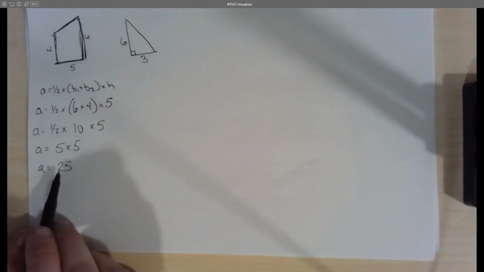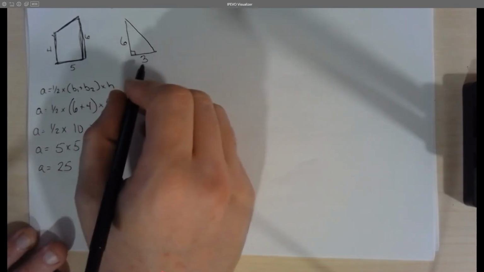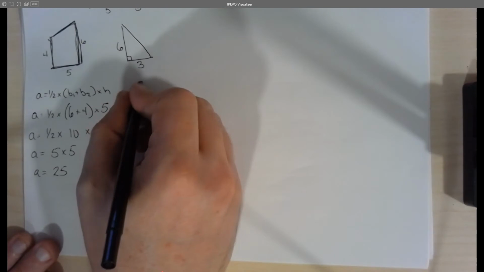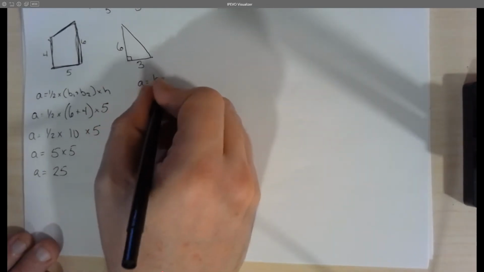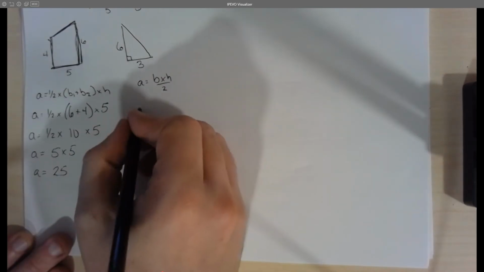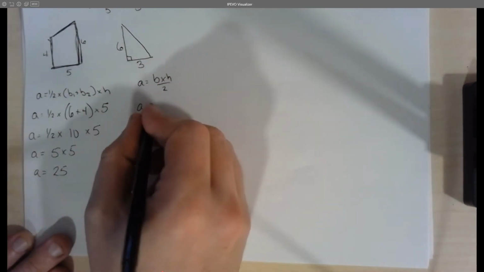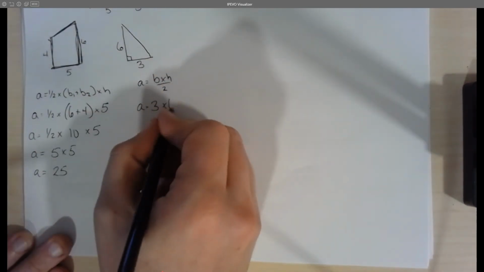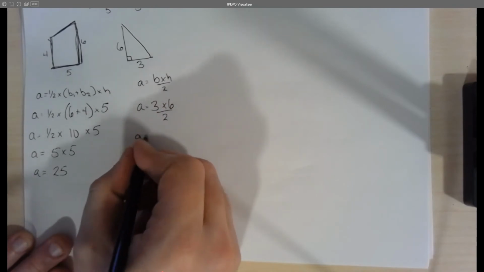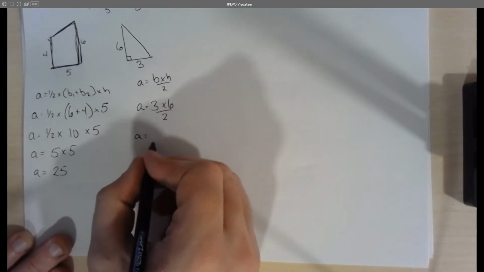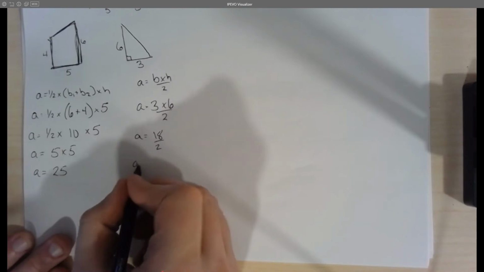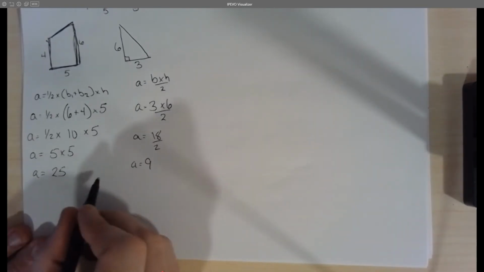Now, we're going to put that in the back of our minds for a minute. We're going to get to our triangle now. Remember that our formula for a triangle is base times height divided by 2, or 1/2 base times height. Our base is 3. Our height is 6 divided by 2. Area equals 3 times 6 is 18. Area equals 9. Now all that's left to do is to put these 2 together, to add these 2.